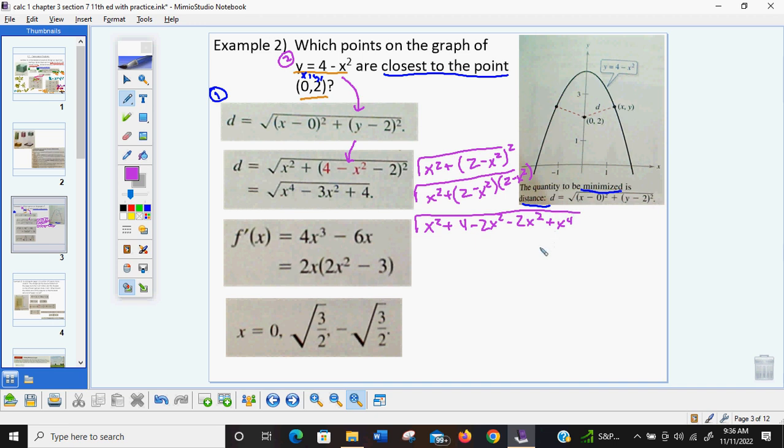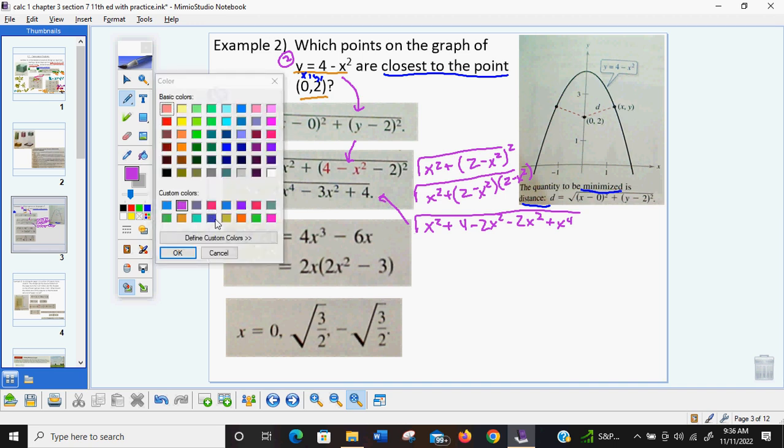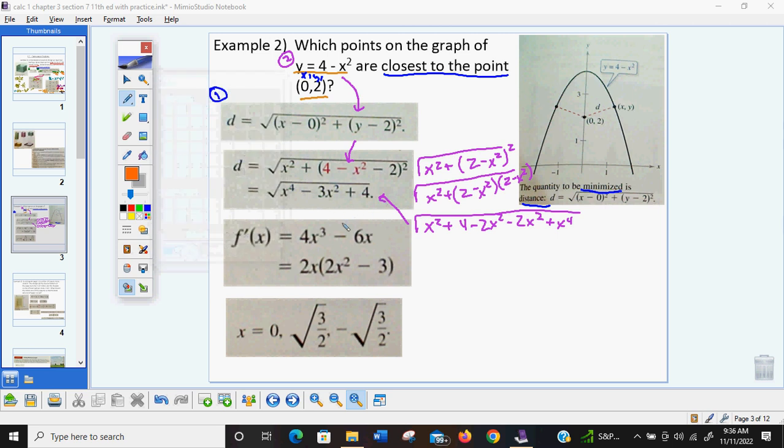Now when we combine our like terms, that gives us x to the 4th minus 4x squared plus 1x squared, which is a negative 3x squared, and then plus 4. So this leads back to this equation. Now we have an equation in terms of one variable that we can take the derivative of.